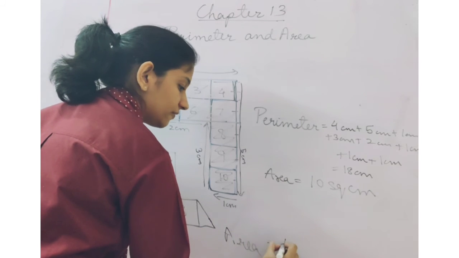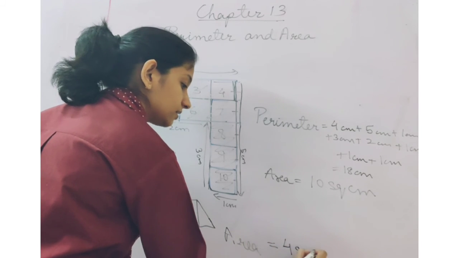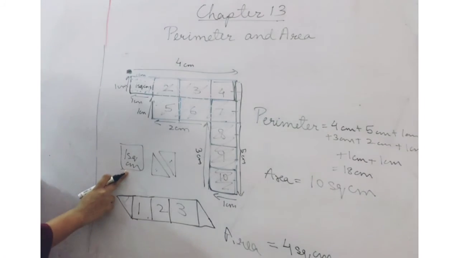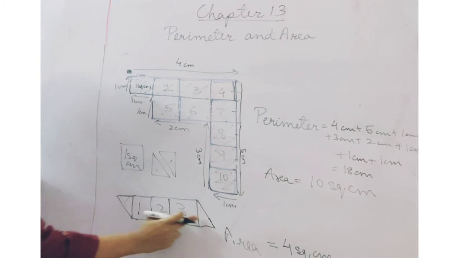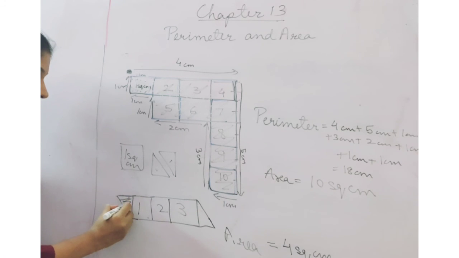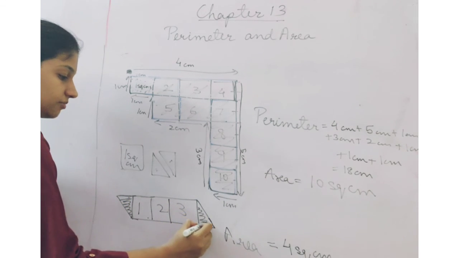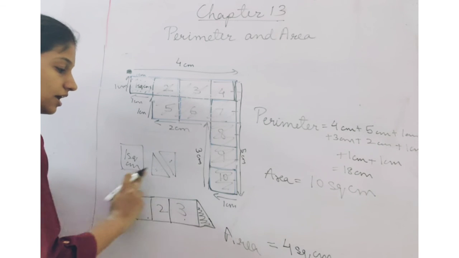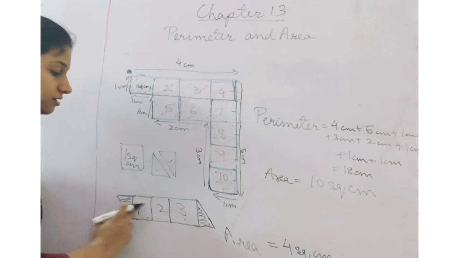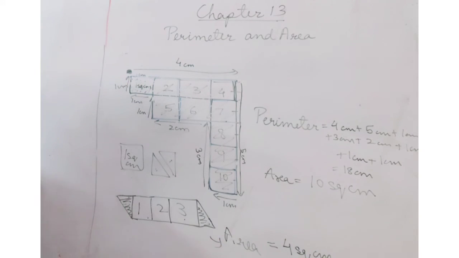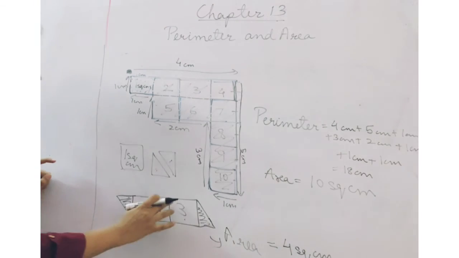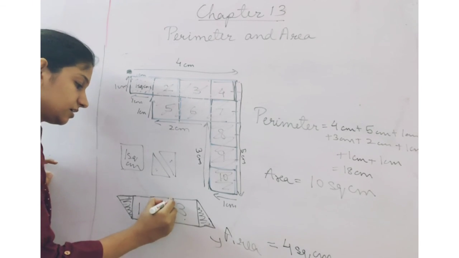So the area will be 4 square centimeters, because if I cut 1 square centimeter into two halves, I'll get two triangles. That means these two triangles are making up 1 square centimeter. So you have 1, 2, 3 and one more. Together these two will make one more. So the area of this figure will be 4 square centimeters, considering the length of each side is 1 centimeter.